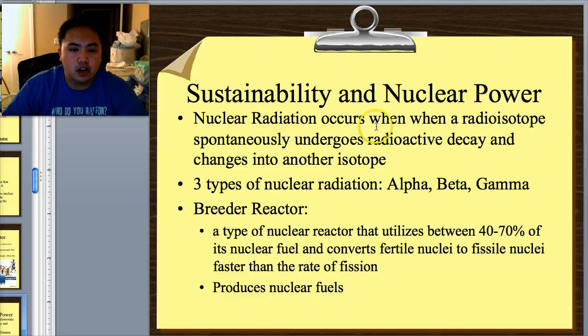Radiation occurs when a radioisotope radioactively decays spontaneously and then changes into another isotope. So radiation is something that we don't want. You can get alpha rays, beta rays, or gamma rays from this type of radiation. We'll skip breeder reactor.